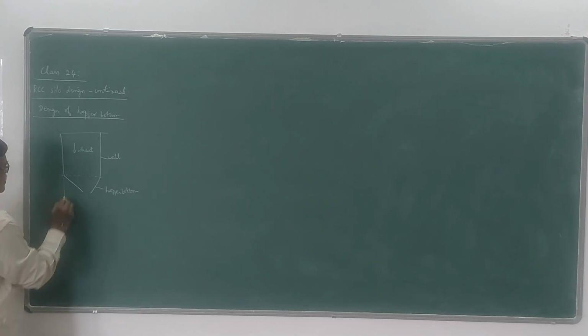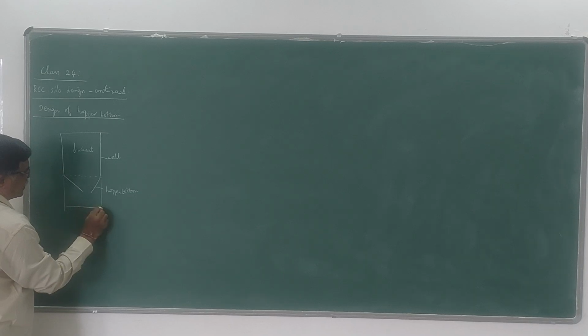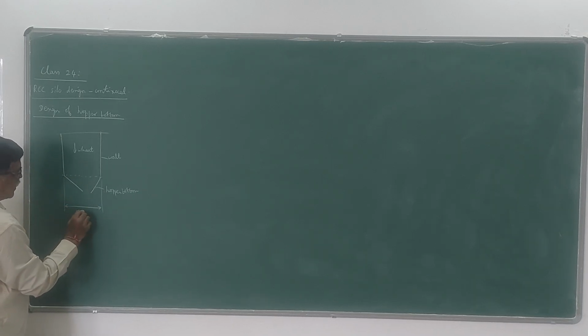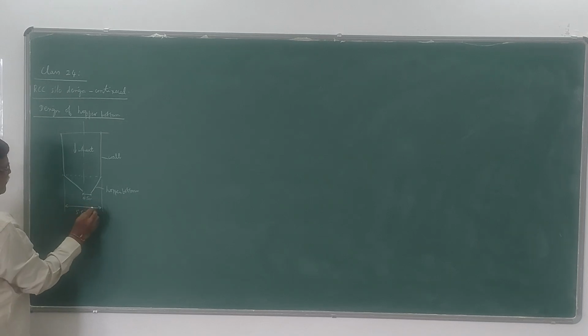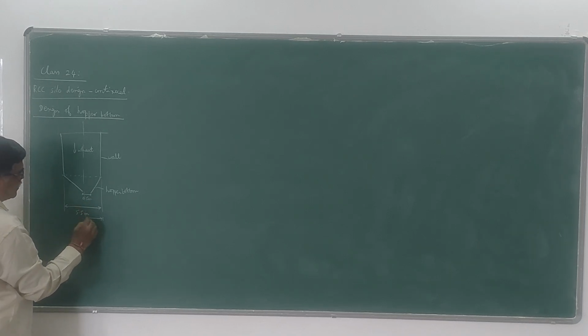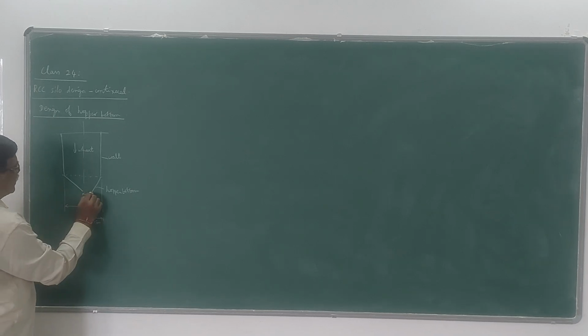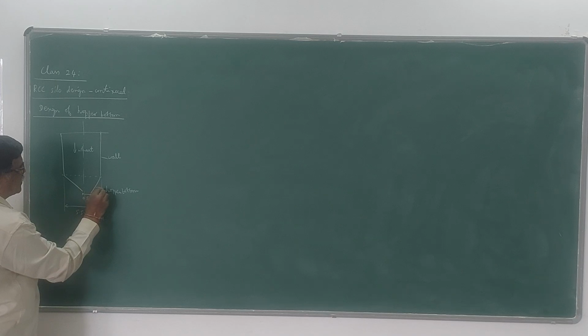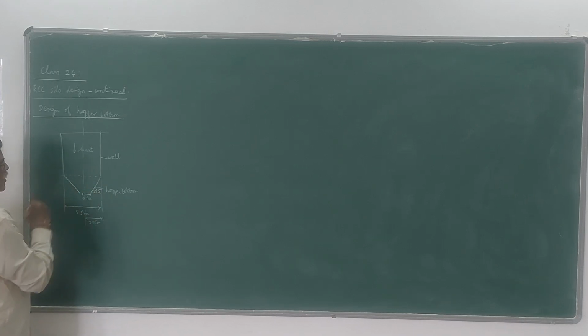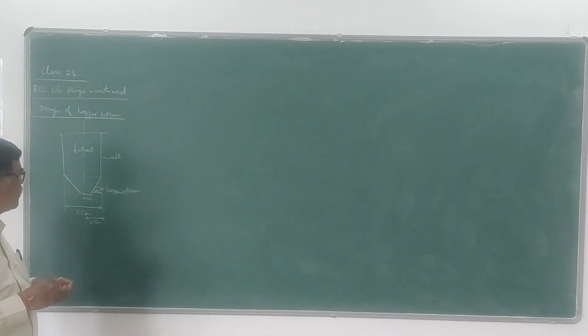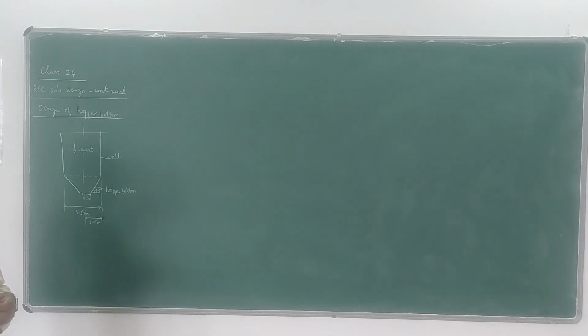The dimensions in this problem are already given: the internal diameter is 5.5 meter and this opening is 0.5 meter, so that the center line distance becomes 2.75 meter, and of course the inclination is 45 degrees. All these details I have given in the last video. Now we will see how this upper bottom portion can be designed.